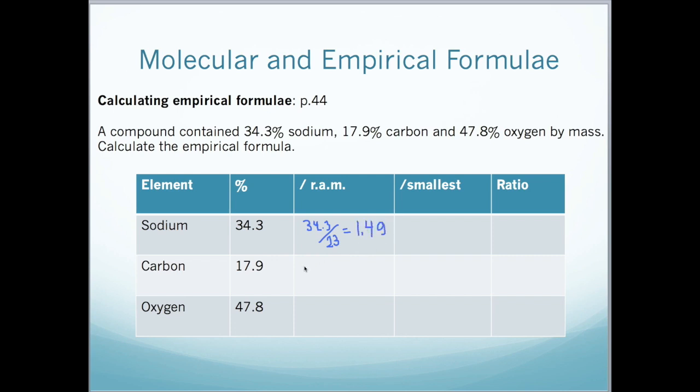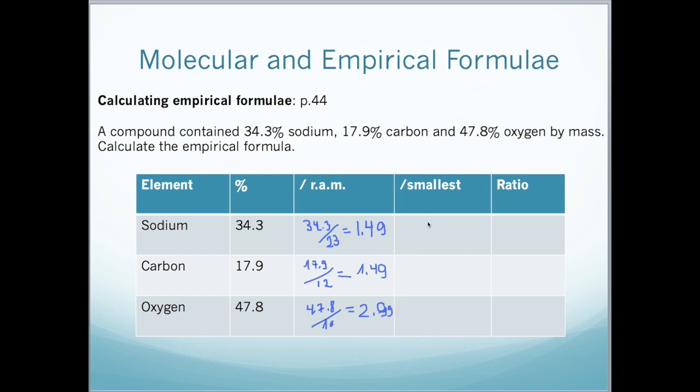We do the same, so we've got 17.9% of carbon. The RAM of carbon is 12, so we divide that by 12, and we get also 1.49. And we do the same for oxygen, so we've got 47.8%. We divide that by 16, and we get 2.99.